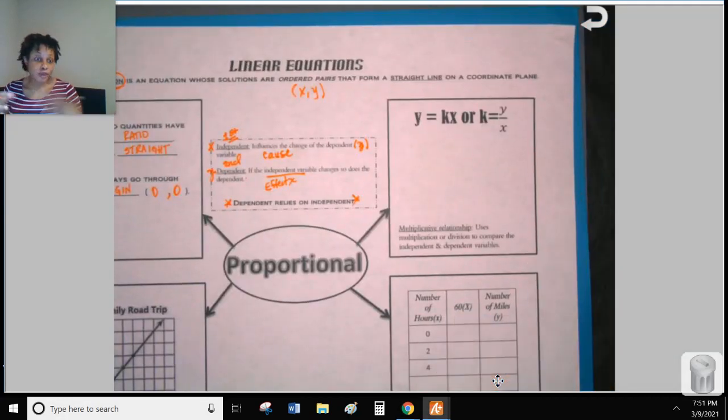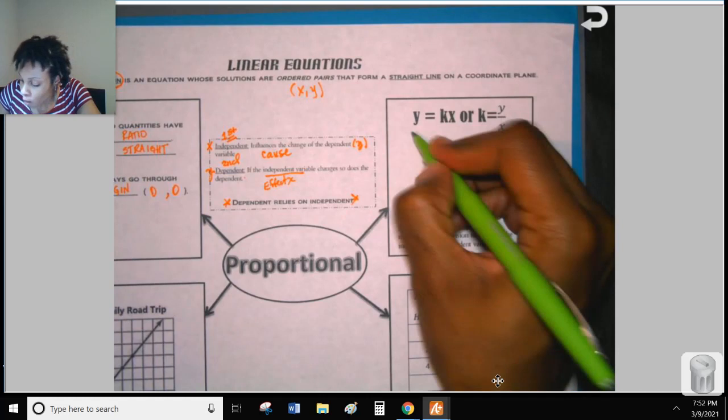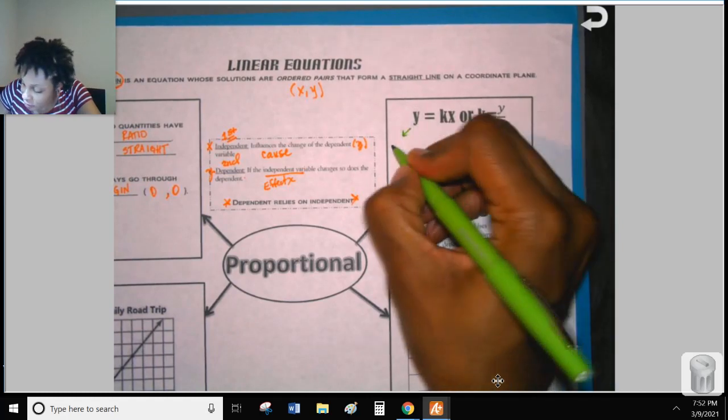Let's look at the equation part. In the equation for a proportional relationship, it's going to be in the form y equals k times x, okay? Y is our dependent.